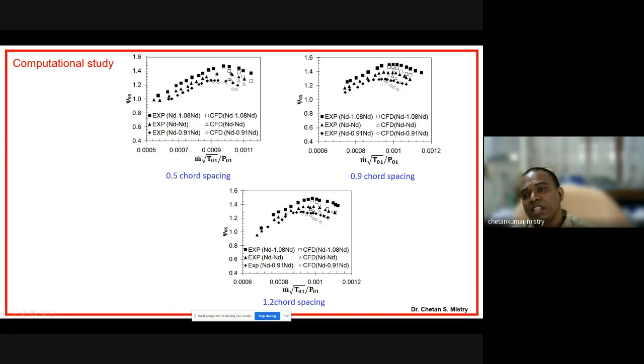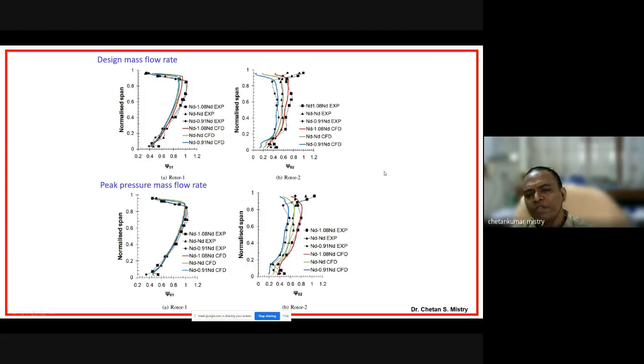And there is a discrepancy at high mass flow rates. People will always ask whether what you have designed gives what you expect. So this is a validation, for my design mass flow rate. Here, the black lines show the experimental results, and these are my CFD results.